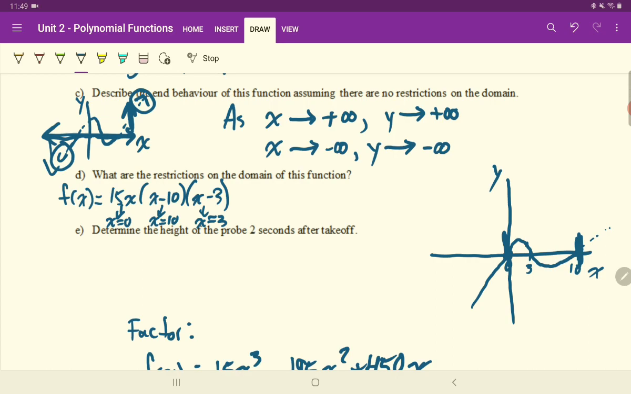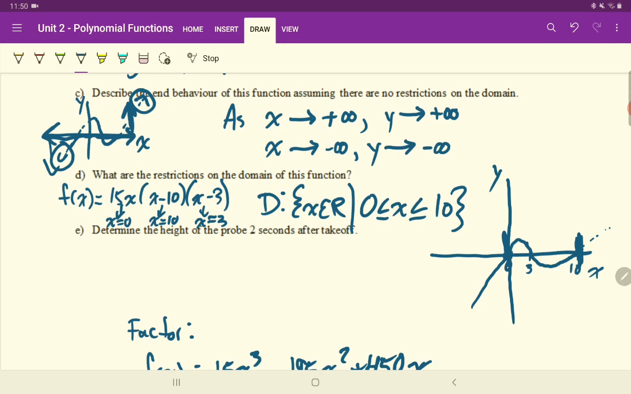So what are the restrictions? What is the domain here? What do our x values have to be for this particular question? X has to be between 0 and 10, and it can equal 0 and 10 as well. All the other values of x don't matter because this is a real world problem. We don't deal with the theoretical stuff of what happens theoretically. We're only concerned with the real life stuff.